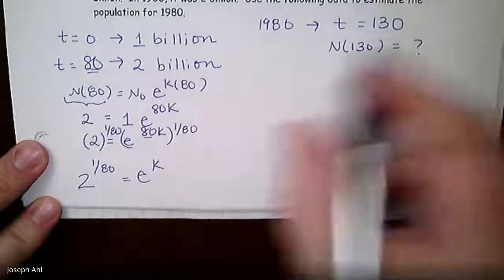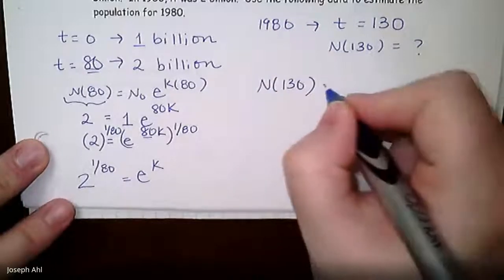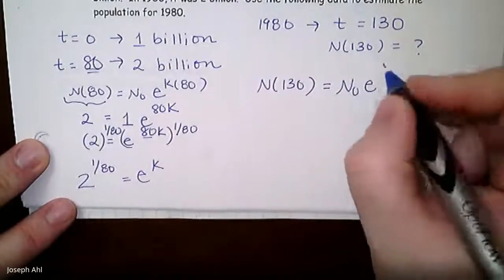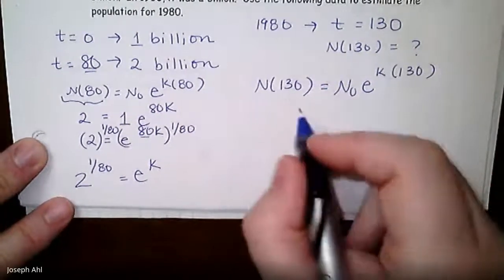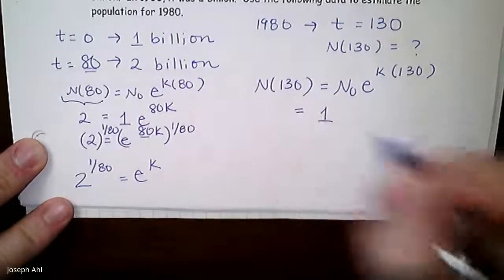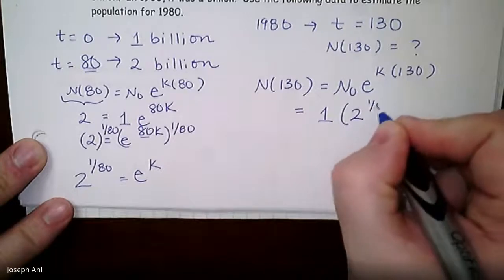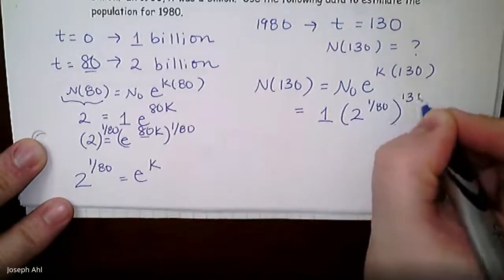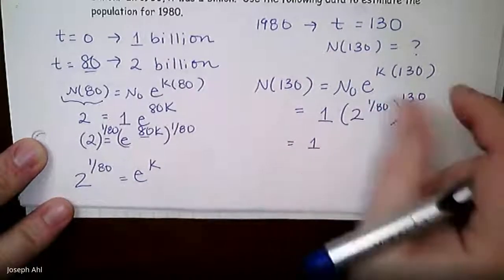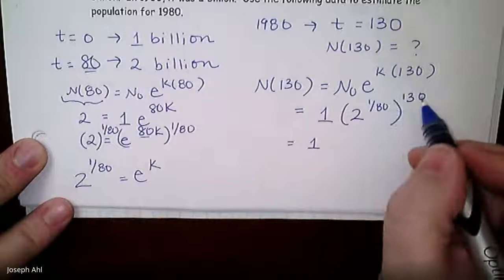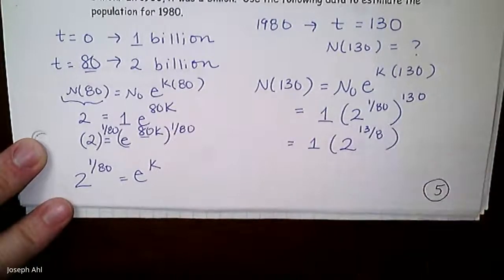Come on over to this side to figure out N of 130, which corresponds with the year 1980. N of 130 is N sub 0 e to the k times the time of 130. So this would equal the initial amount, which is the 1 billion people. e to the k we know is 2 to the 1/80th power, and that would be raised to the 130. It's completely up to you if you want to suck that into one exponent there and multiply those out. It's going to be 130 over 80, which actually reduces to 13/8.